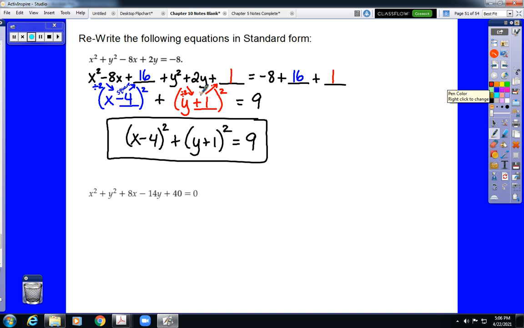Okay, again, we take those numbers, we divide them by 2, and then we square them to fill the blanks. And whatever we put in the left blank has to match in the right blank. So let's do the next one here.